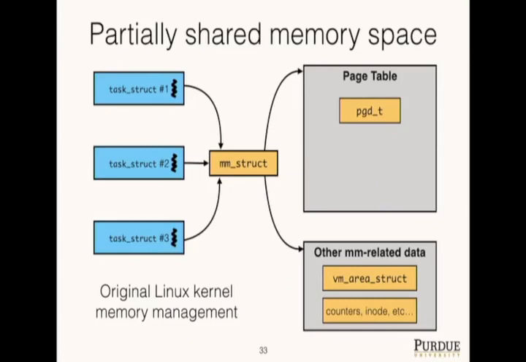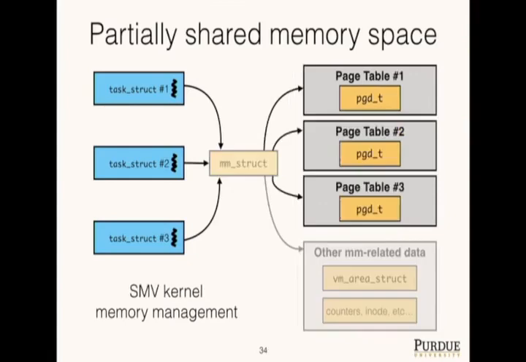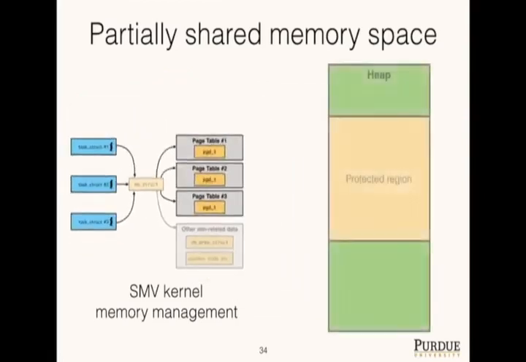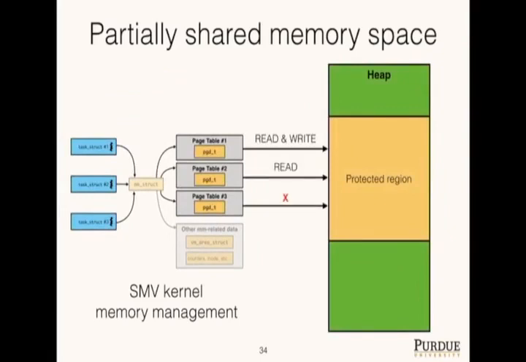This is how the original Linux kernel manages a process and its threads' memory space. You can see there, in this example, there are 3 threads. They're all sharing the same page table and all the memory management related metadata. But in SMVs, we don't want threads to have global access to the entire process address space. Therefore, we need to separate their page tables. All threads should mutually agree on the process address space. But with different page tables, threads are actually seeing the same virtual memory space, but with different permissions. So with this memory management, we could allow thread 1 to read and write to the protected region, and thread 2 could only read, while thread 3 has no permission at all.